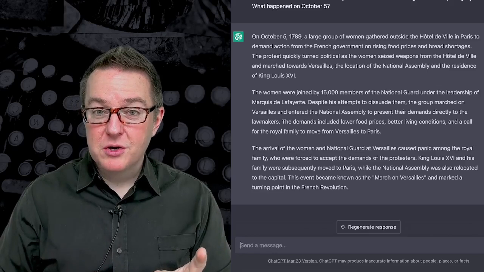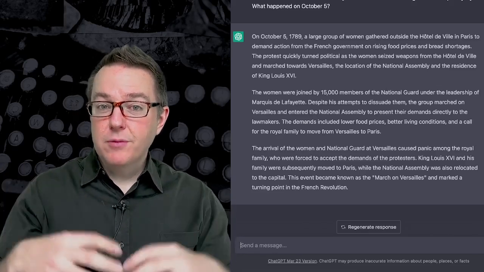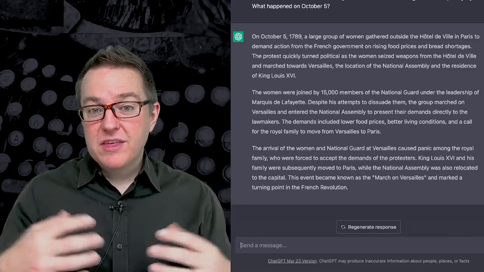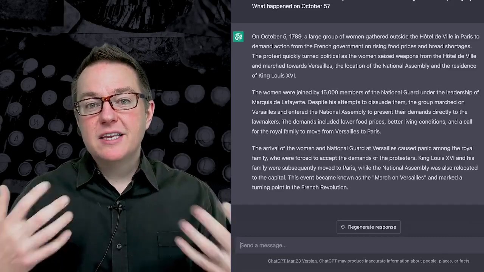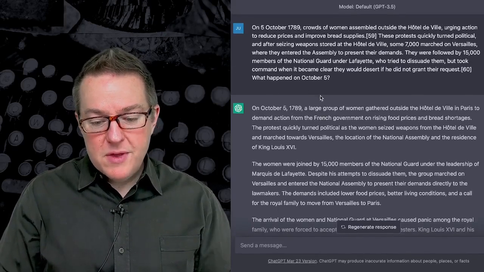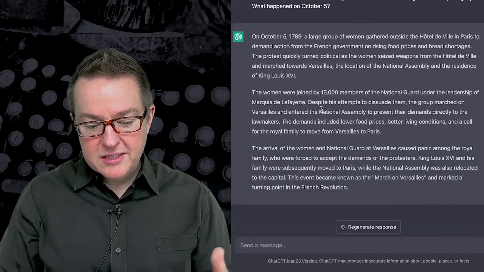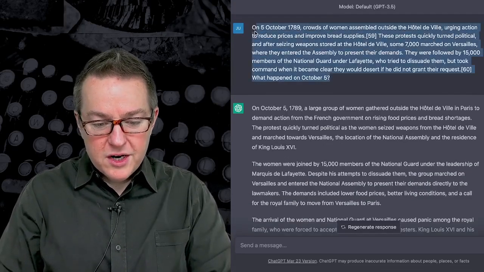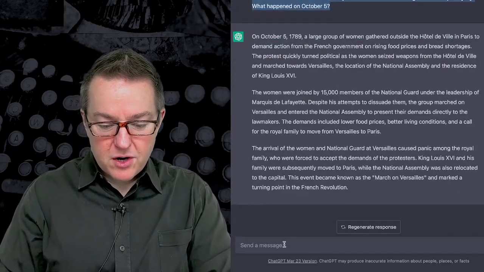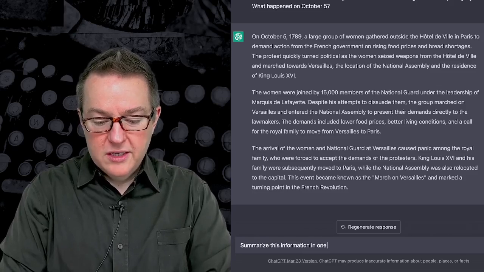Another thing that we can do is have that information summarized in a way that we think will preserve what's needed to reason about it. So for example, maybe we can't paste in all of the information related to it, but we could say, we're going to take this and summarize each paragraph. Summarize this information in one sentence.